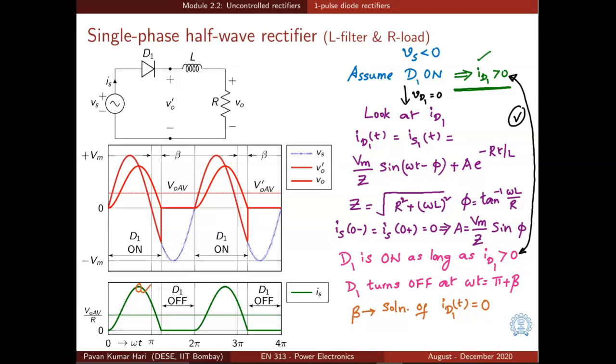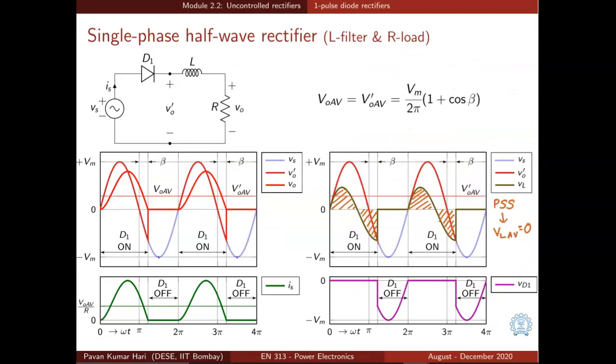but it is still positive at omega t equal to pi. That is why the diode continues to conduct. And when will it stop conducting? It will stop conducting as soon as this current reaches 0. That instant, if we assume it is omega t equal to pi plus beta, can be obtained from the solution of ID1 of t equal to 0. You equate this solution to 0 to get the value of beta.